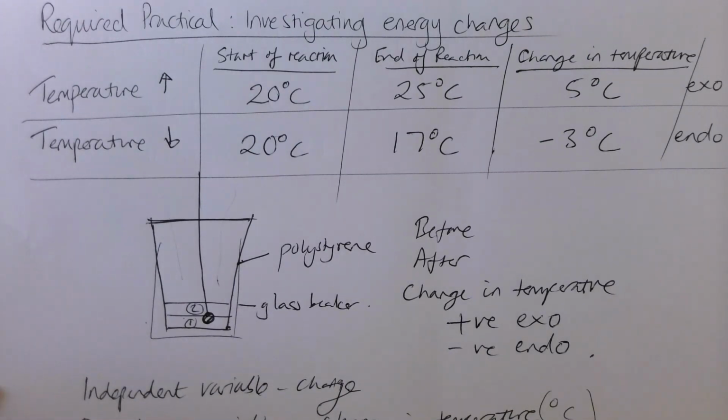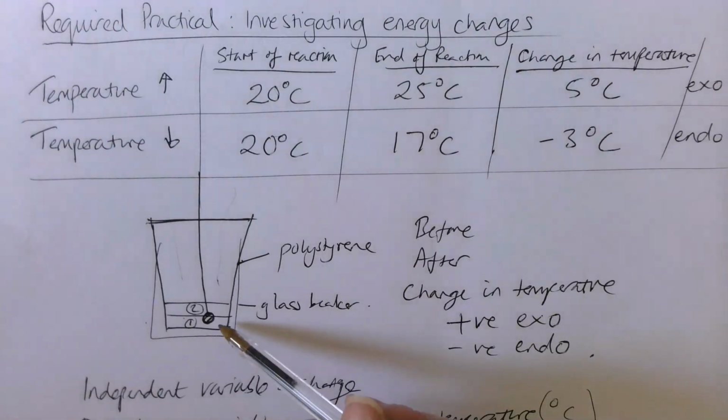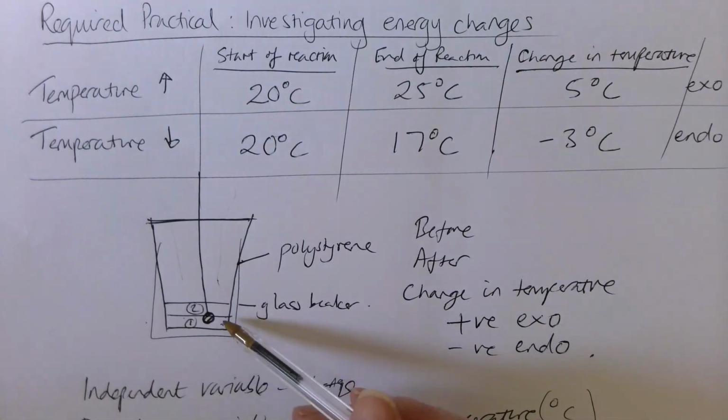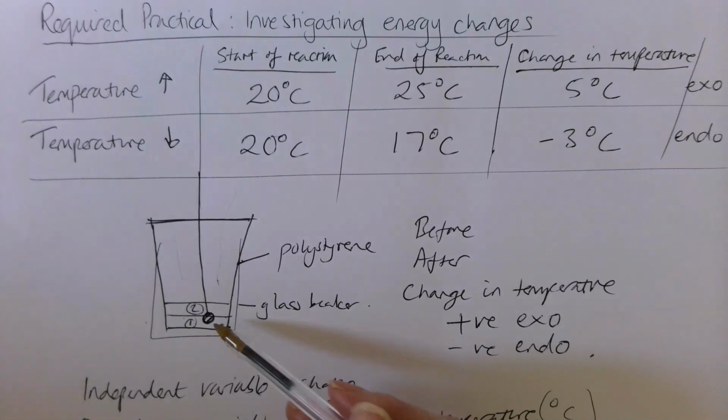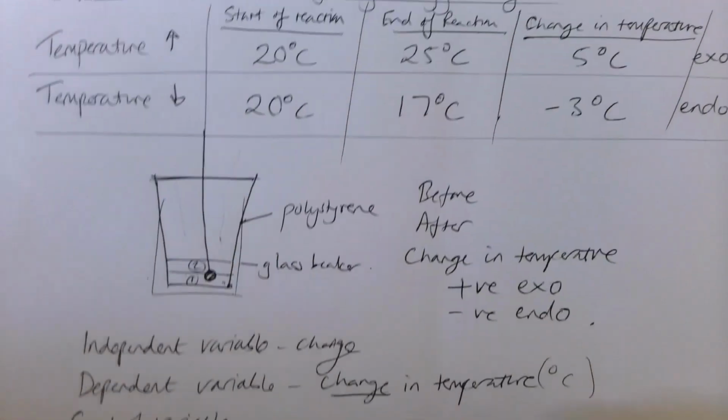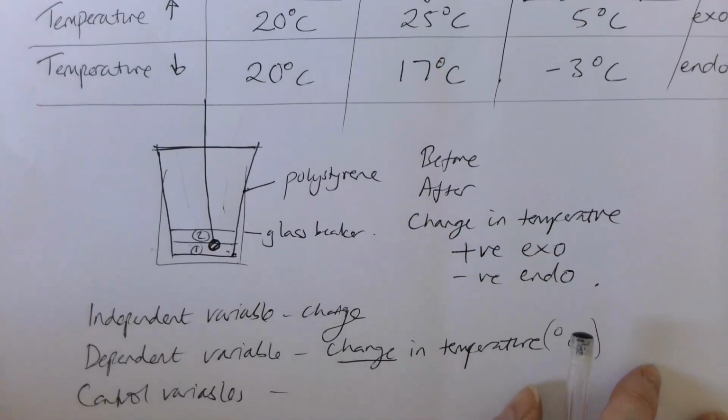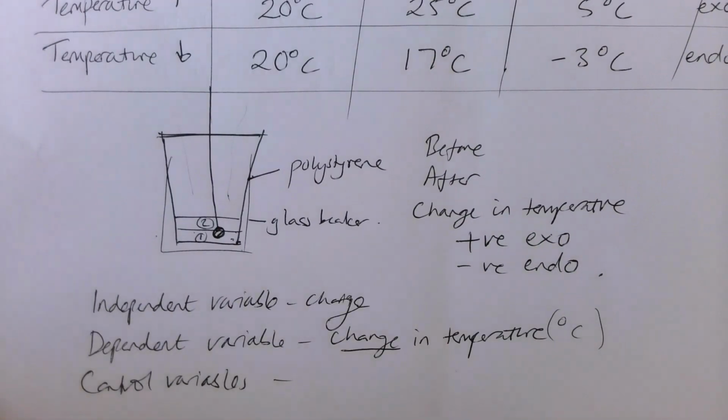And the control variables, the ones that you keep the same, would be things like using the same mass of metal powder, if we're using metal powder, and the same concentration and volume of copper sulfate. Remember, we try not to use the word amount, as that doesn't always get the mark at GCSE, so we try to be specific. I hope that helps.